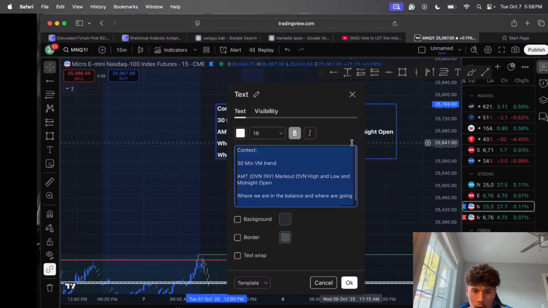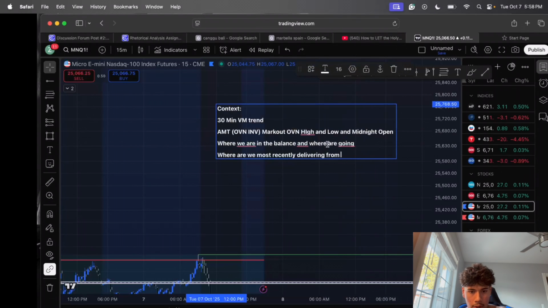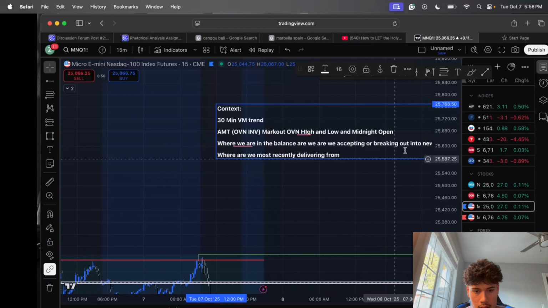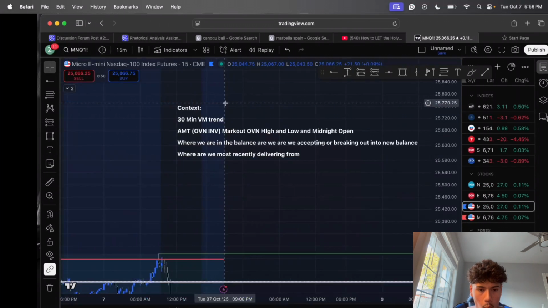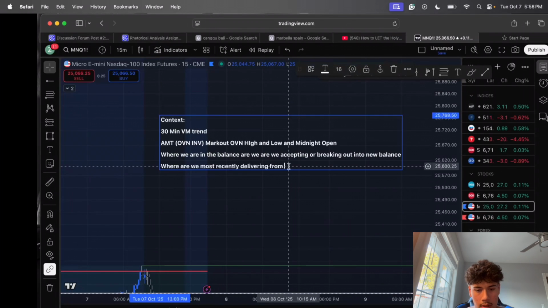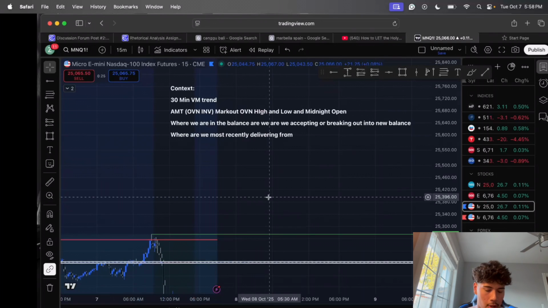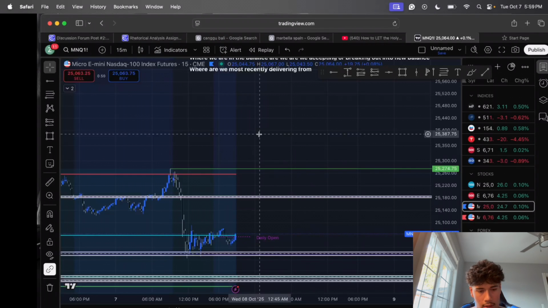Where in the balance are we? Are we accepting or breaking out into new balance? And then where are we most delivering from? So we could be bullish, but then at market open, we sweep out a high, or in pre-market we sweep out a high right before market opens. That could be a confluence for your bias to switch, or we run through levels.